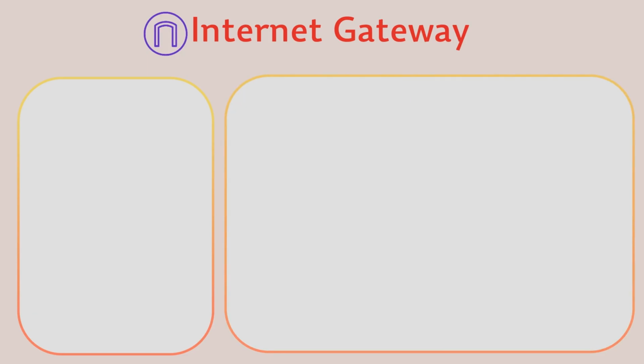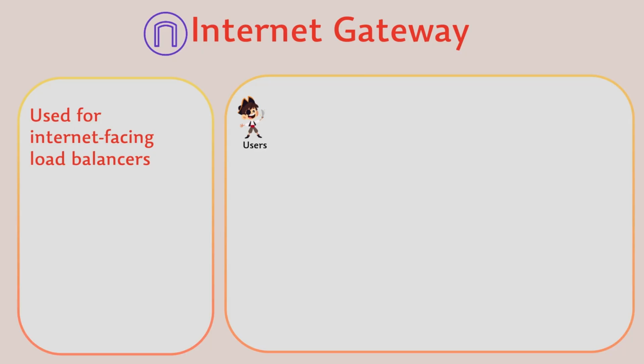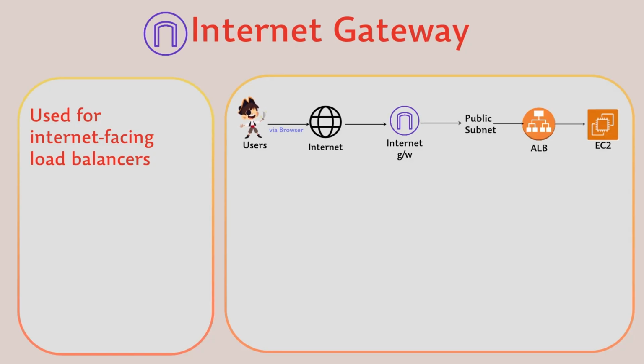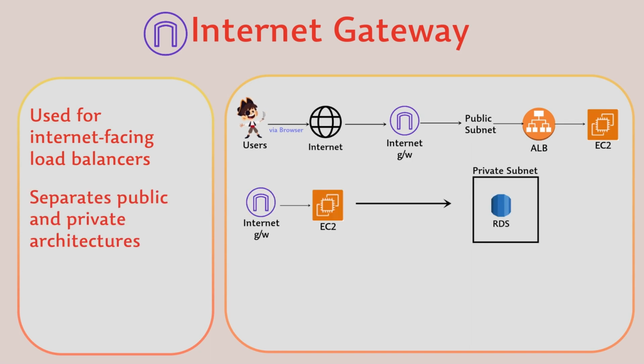It is used for internet-facing load balancers. Services like application load balancers rely on the internet gateway to receive requests from customers. So users go via browser to the internet, and from the internet the traffic comes to the internet gateway, then the application load balancer, then to the EC2 instance. It separates public and private architectures.